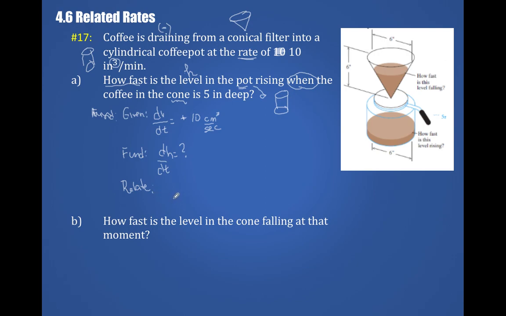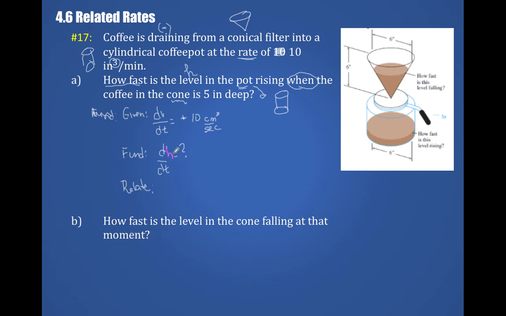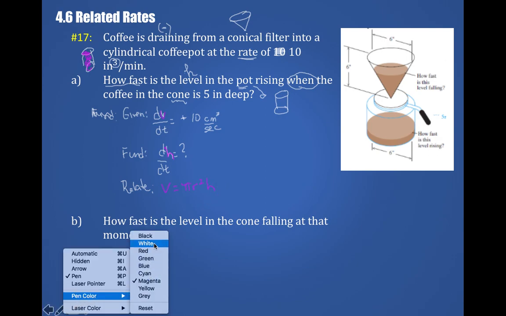Relate. Now where is this height? Is that height in the cone or the coffee pot? Right? This height, relative to this volume, is in the coffee pot. So I want to relate the volume of a cylinder. That's the area of the base times the height, which again started to worry me about too many variables.